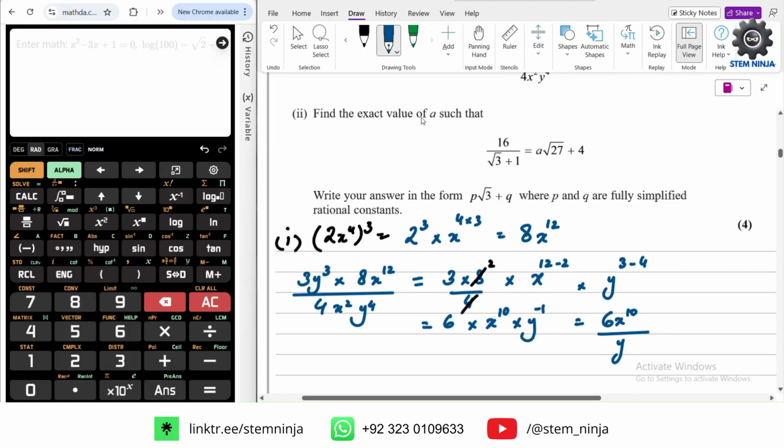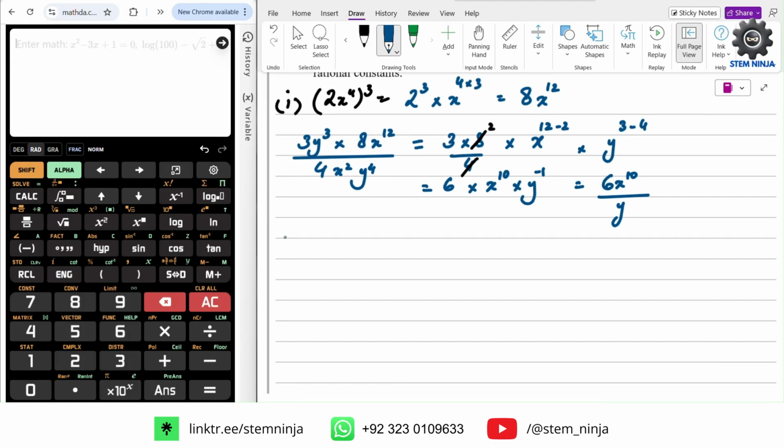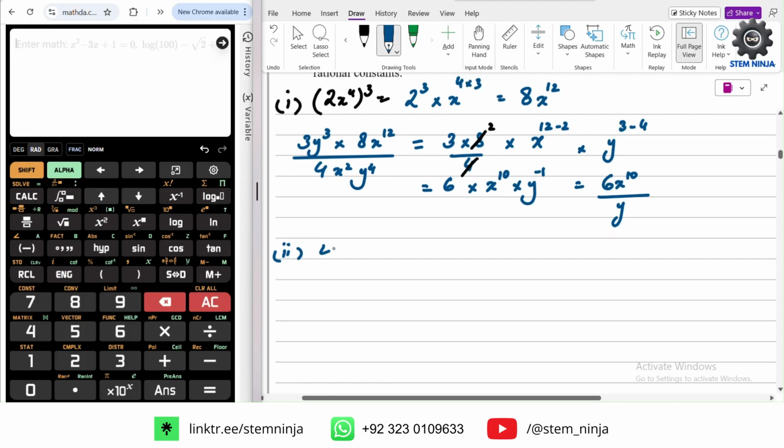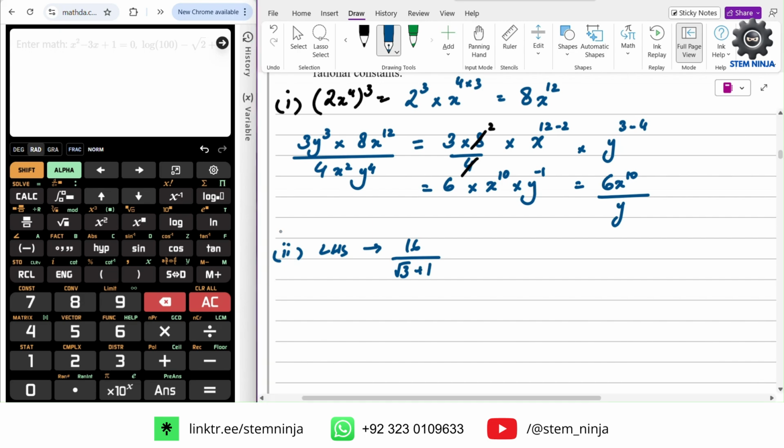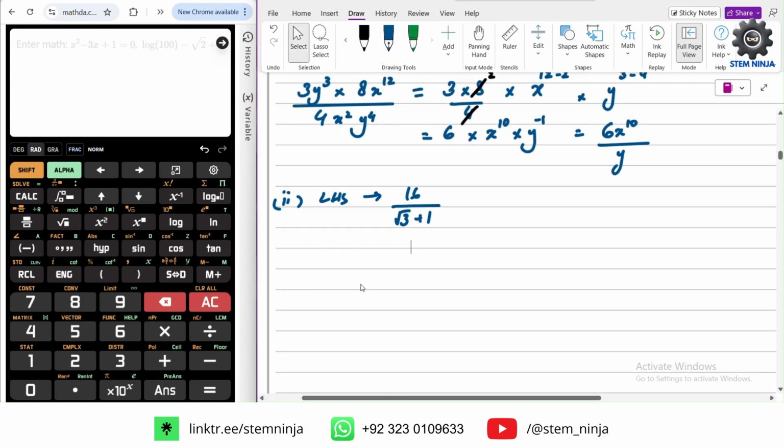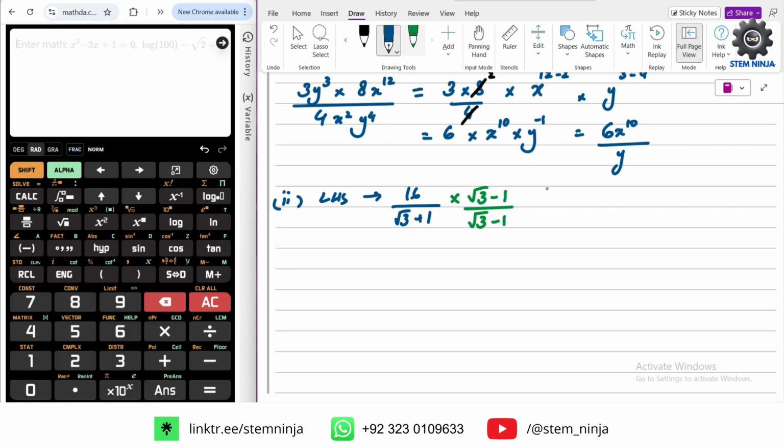Second part, find the exact value of a such that 16 over root 3 plus 1 equals a root 27 plus 4. So first off, let's deal with the left hand side. You have 16 over root 3 plus 1. Okay, so we rationalize by multiplying with root 3 minus 1 over root 3 minus 1.